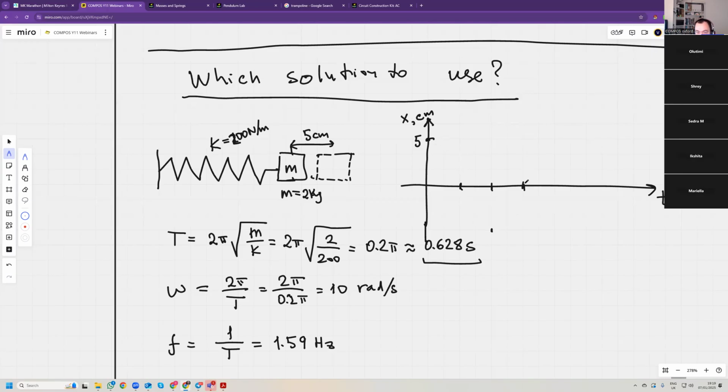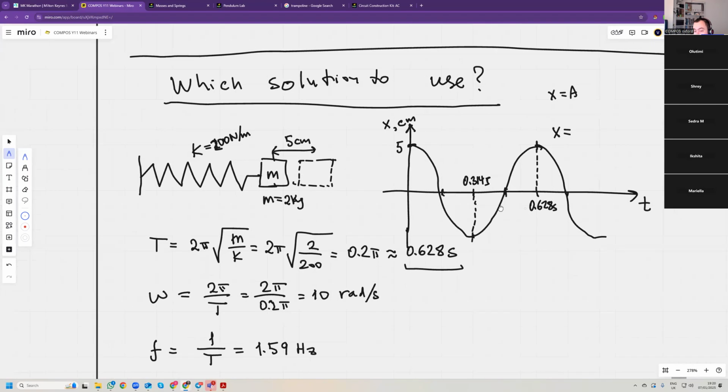So the pendulum would go right, left, right, left, right, left, and the period would be 0.628 seconds, and half a period would be 0.314 seconds, and the equation x is going to be x is a.